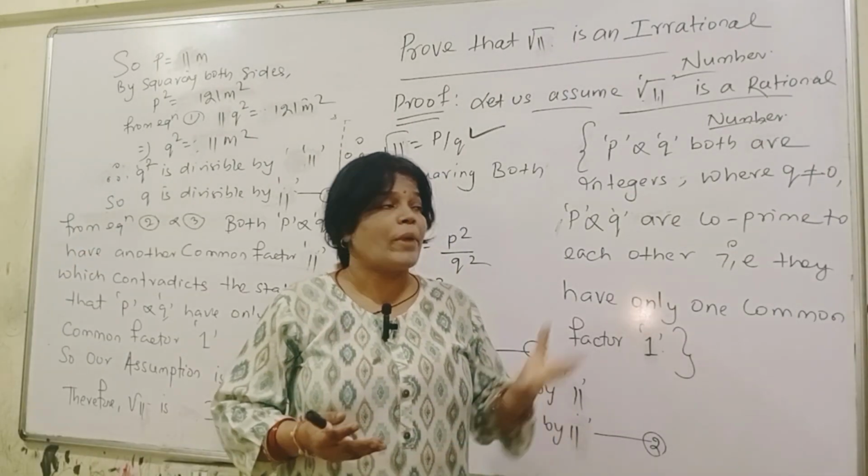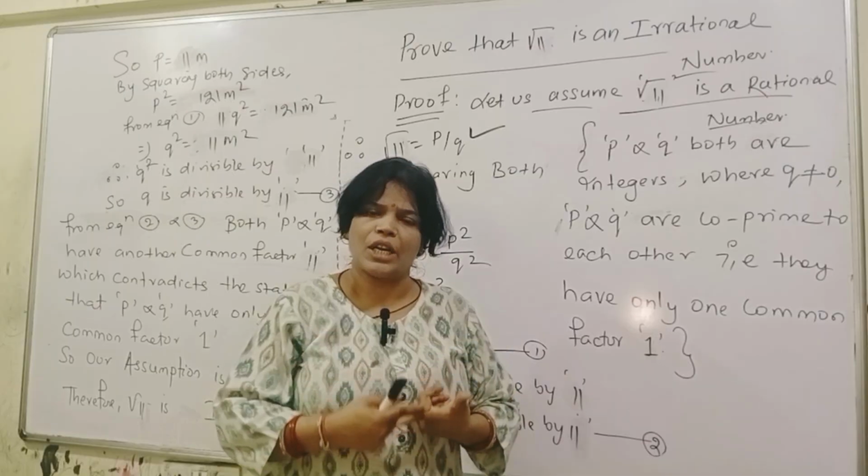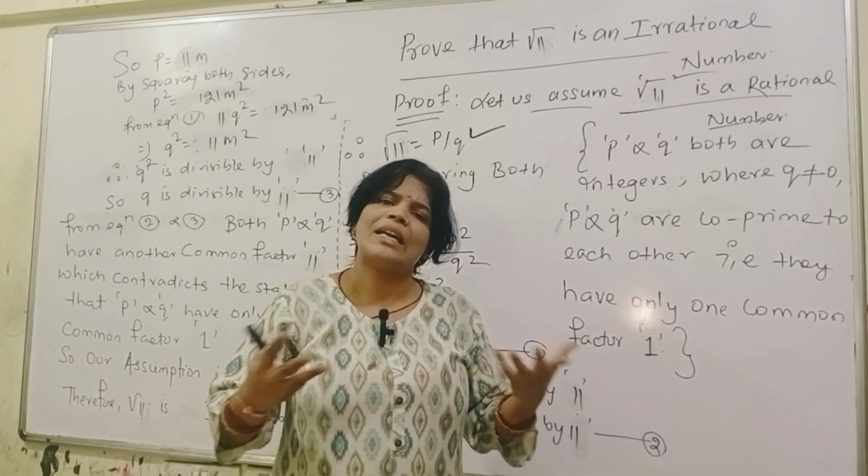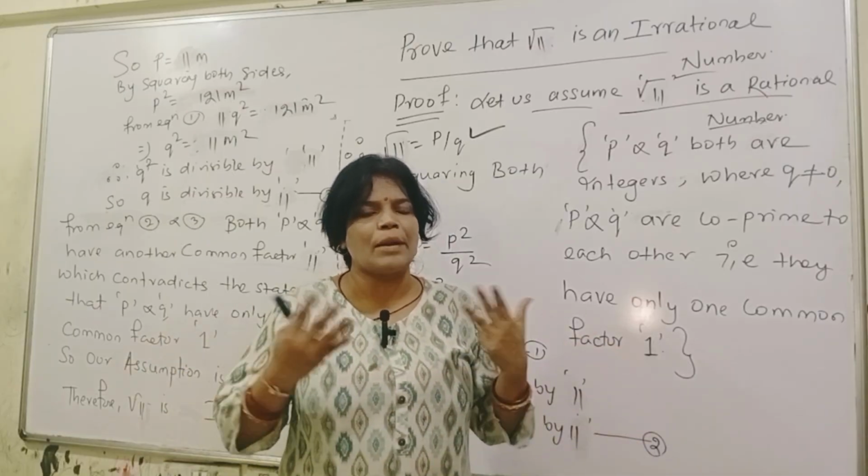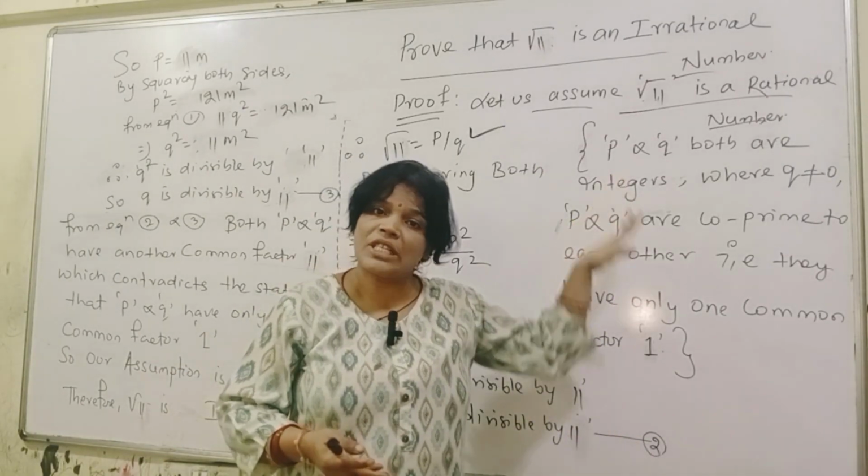In the same way, by following the same format, you can prove root 13, root 17, root 19, all are irrational numbers. All irrational numbers can be proved by the same process, by following the same format, right?